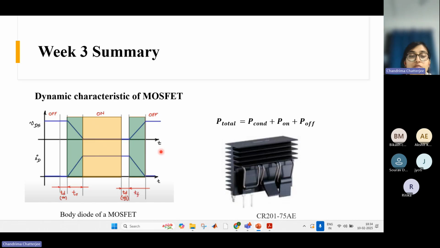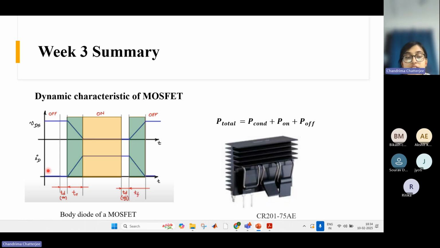Yeah, so one of you was asking about the dynamic characteristic. This is the dynamic characteristic. Here in the x-axis we have time and in the y-axis we have VDS and ID. This is the dynamic characteristic of the MOSFET. This is very similar to BJT, similar in the sense that for BJT also we saw similar characteristics, right? The on to off and off to on transitions.